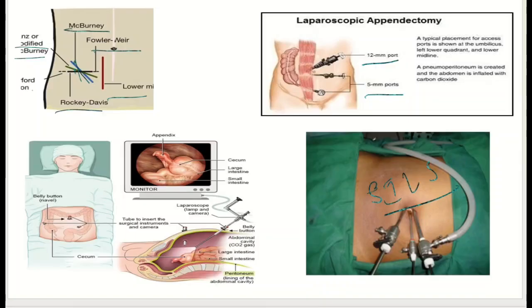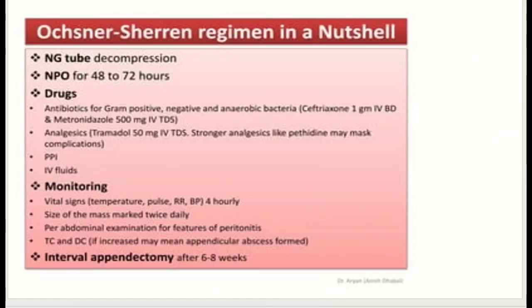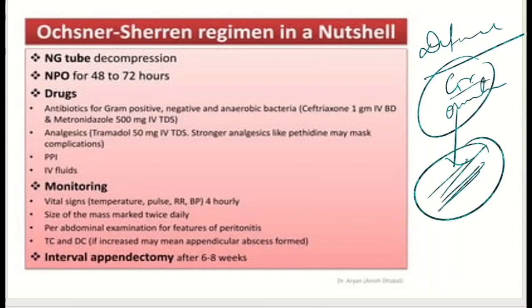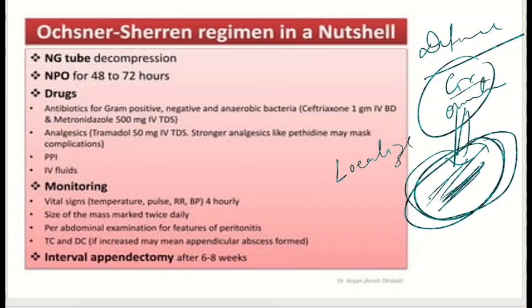Ochsner-Sherren regimen. So what happens here? This is a conservative approach for patients with appendicular lump. After around 3 days of an acute appendicitis episode, the patient will form a lump. Why is the lump formed? Because it is the body's defense mechanism. The greater omentum and dilated cecum will cover the inflamed appendix so that it can localize the infection and prevent it from spreading to surrounding structures.